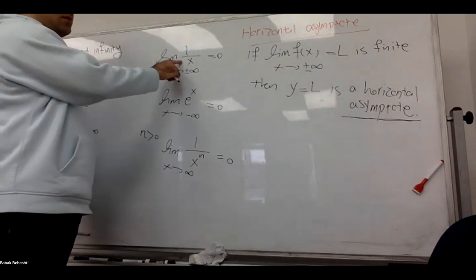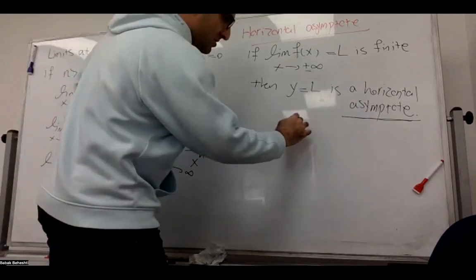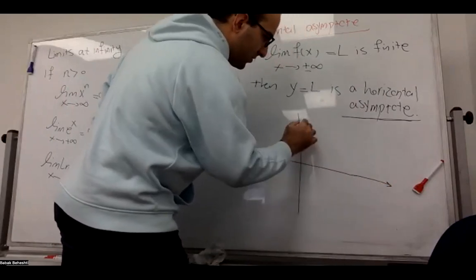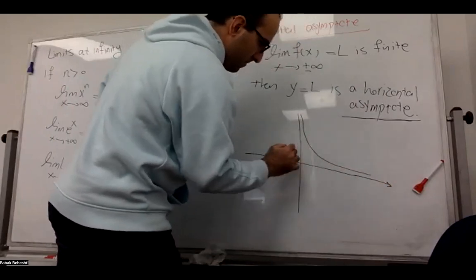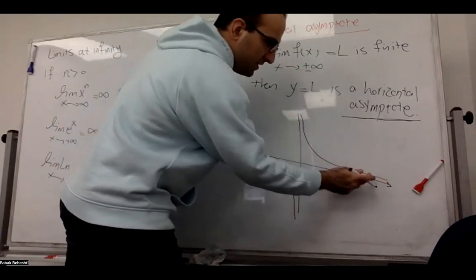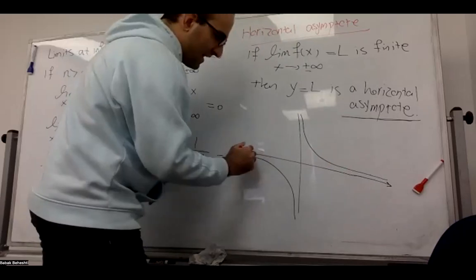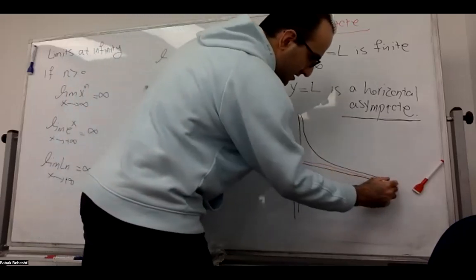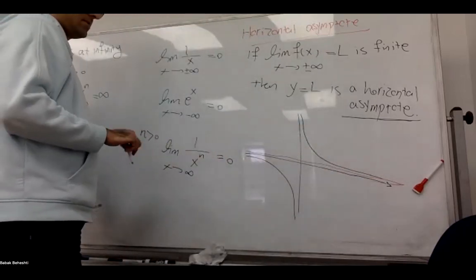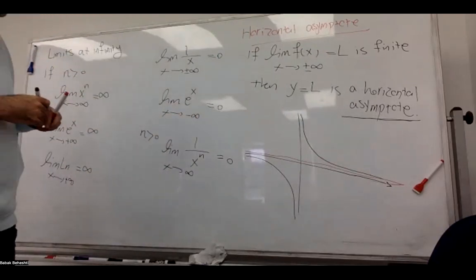So for example, y equal to 0 is a horizontal asymptote for 1 over x. I'm going to draw the graph of 1 over x, it looks like this. So you see when x goes to infinity, y equal to 0. This line, the x-axis, is y equal to 0, right? It's a horizontal asymptote. Or for this function, when x goes to negative infinity, e to the power x.